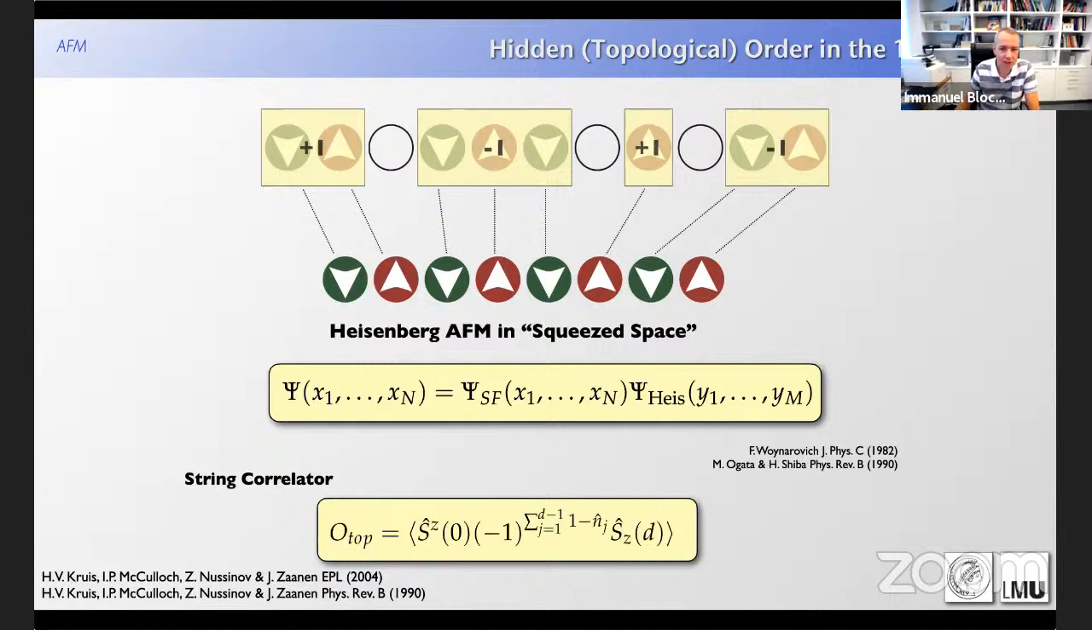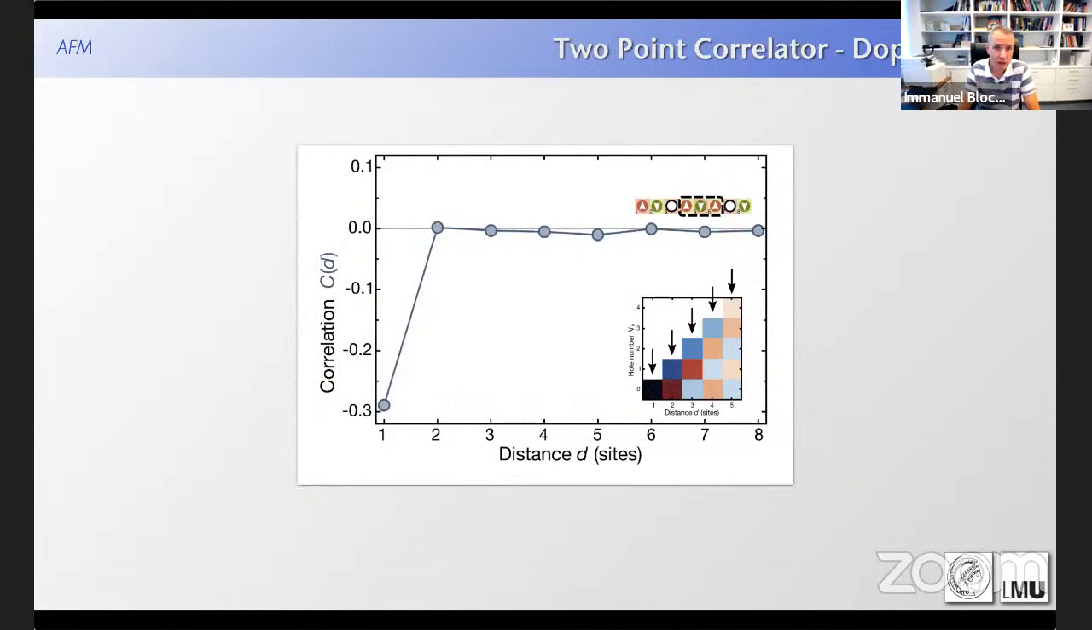You can reveal this order also by looking at a so-called non-local spin correlator, by basically correlating this spin here with the spin over here. But to reveal any correlation, you have to make sure that each time there's a hole, you reverse the sign of this correlator by minus one. That's absolutely crucial, otherwise you would not see that order. So let me show you how that works in the experiment.